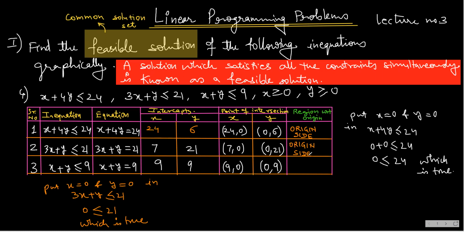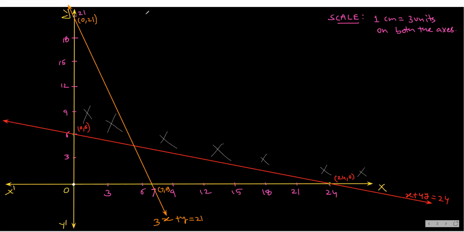Got that? Now, origin side means, on what you have drawn, again you will put some crosses here. You put a cross. See why you put the cross this side?